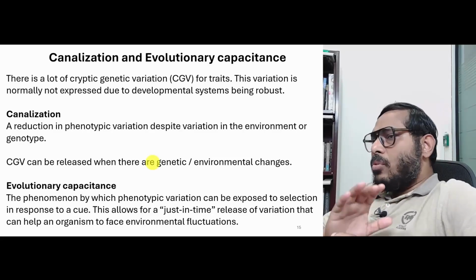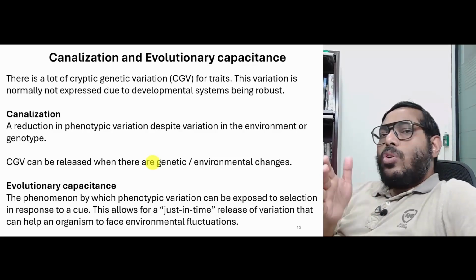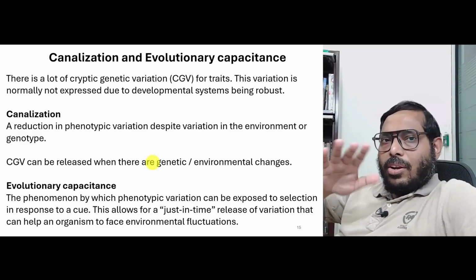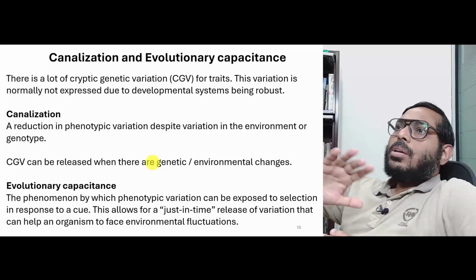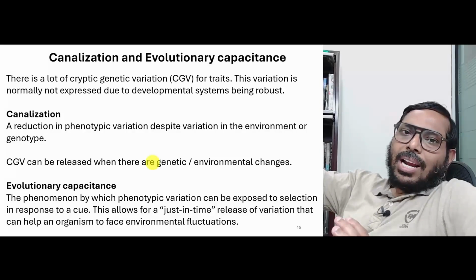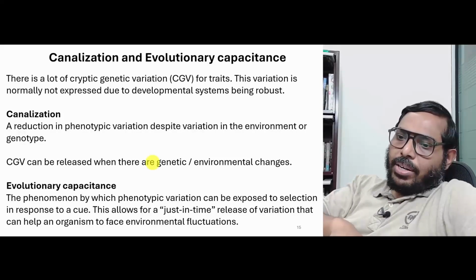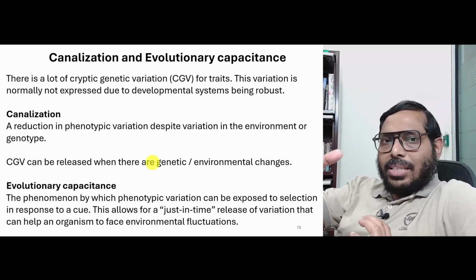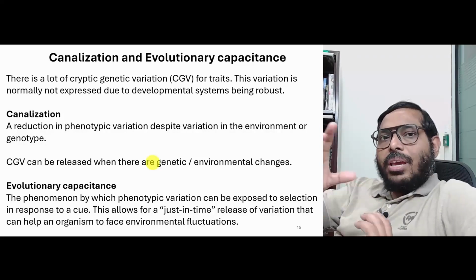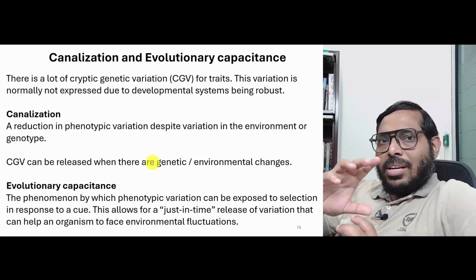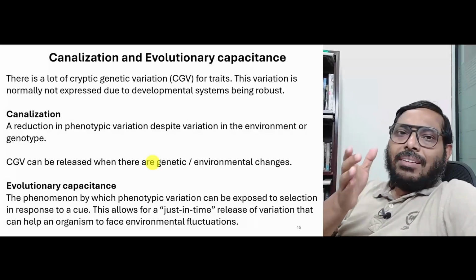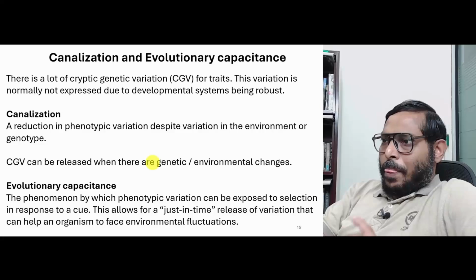Okay. So, you can see that phenotypic plasticity, or any kind of plasticity, cuts both ways. Sometimes you need the whole thing to be expressed and sometimes you need the whole thing to be buffered. So, you have these two phenomena of canalization and capacitance which are working in conjunction with each other, and the balance between the two is what maintains the stability of the organism.